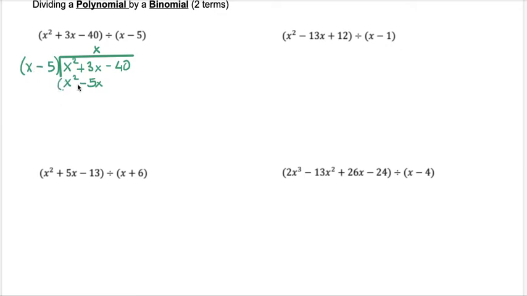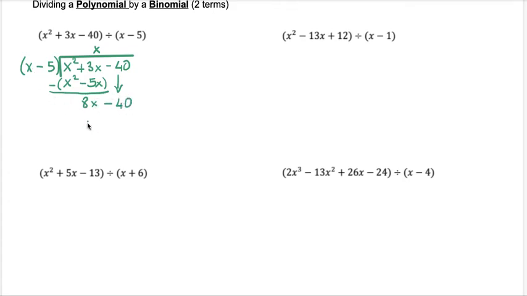So your long division rule is all about subtraction. Okay, so we're subtracting: x squared minus x squared gives us 0. And 3x minus negative 5x is like adding 5x, so that's going to be 8x. Bring down our 40, or negative 40 rather, and we do it all over again.